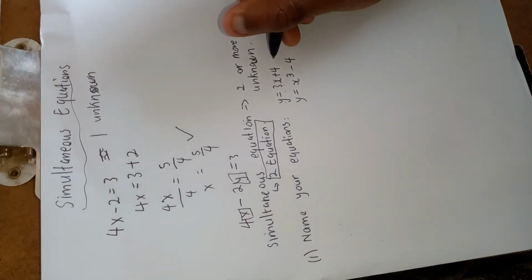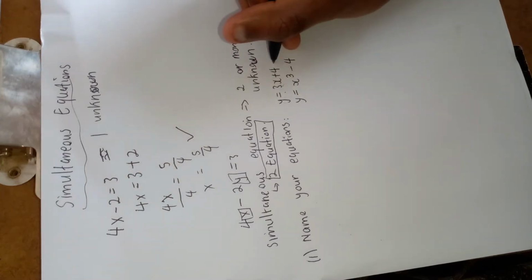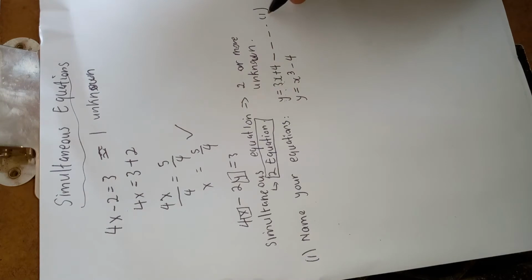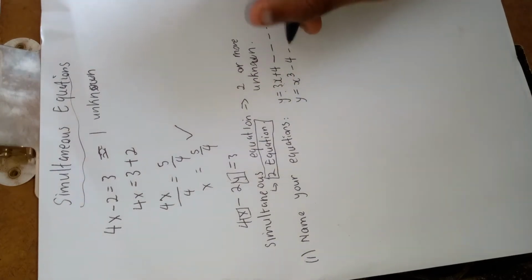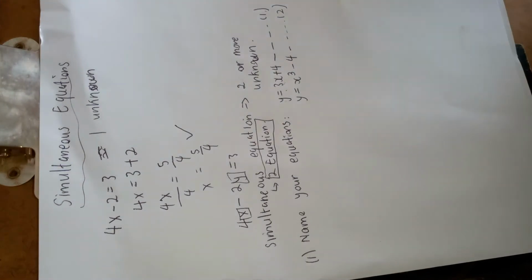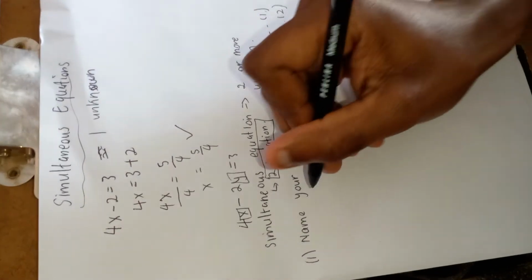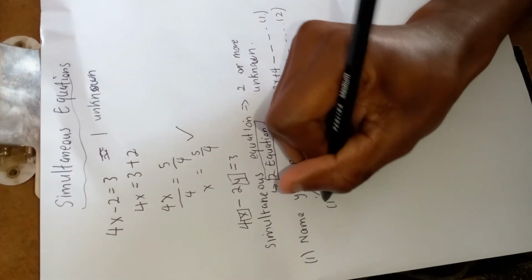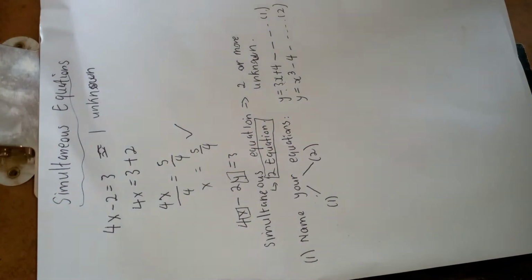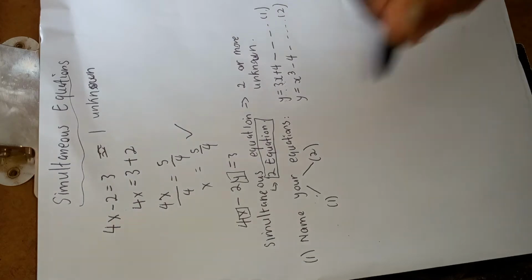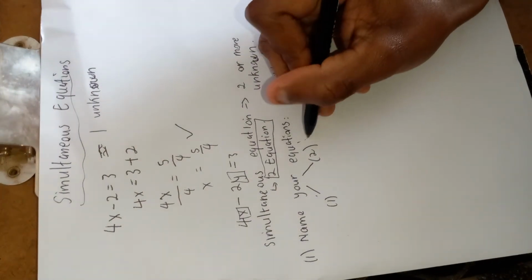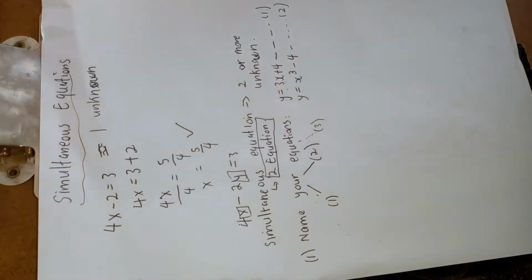Naming the equation simply means the first equation you can denote to be equation 1. And then the second one, you can denote to be equation 2. That's how you have named your equations. And if we have three equations, you can name the other one equation 3.